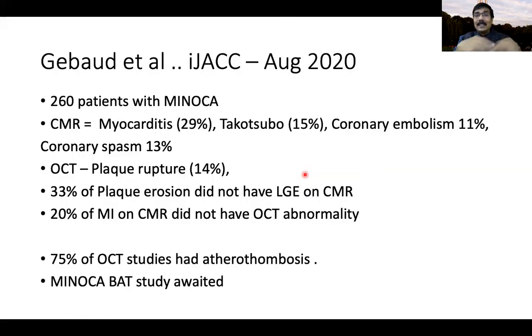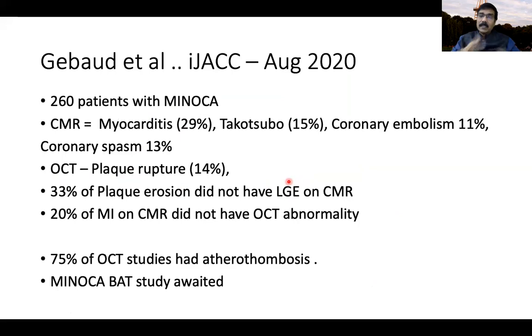Now, the largest study has been the Jedward et al. study. This actually was published in August 2020 by the Interventional JAC, and it showed myocarditis in 29% and Takotsubo in 15% of these patients. Coronary artery spasm was found in 13%. Interestingly, 33% of plaque erosion actually did not have a late gadolinium enhancement on CMR. They did both together. And 20% of MI on CMR did not have an OCT abnormality.